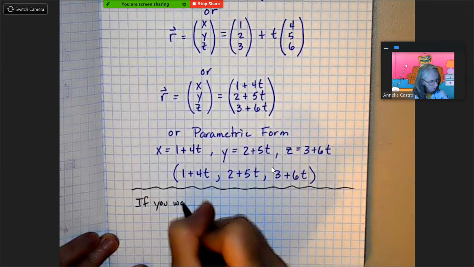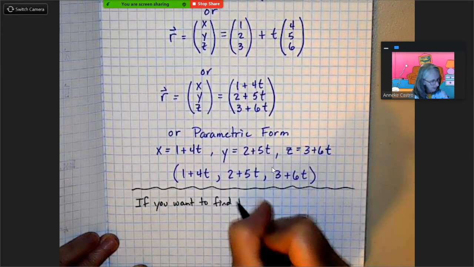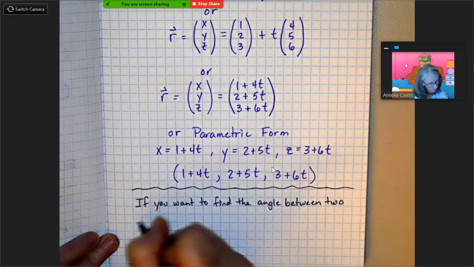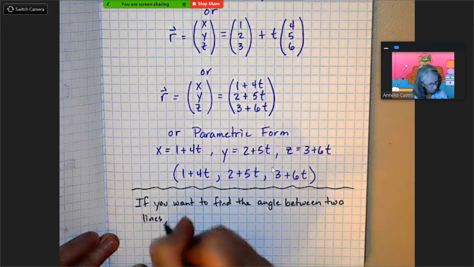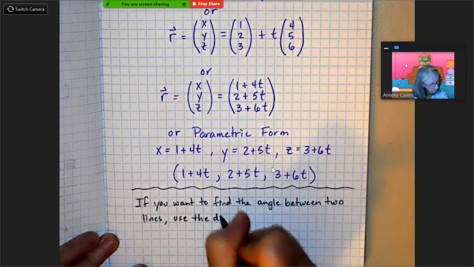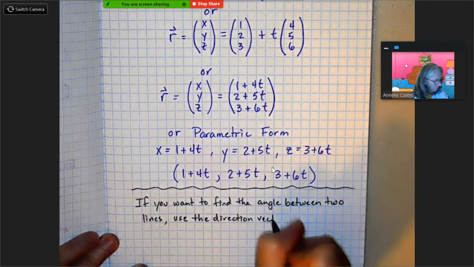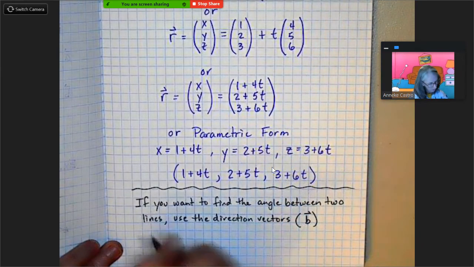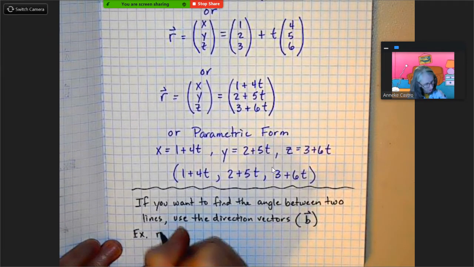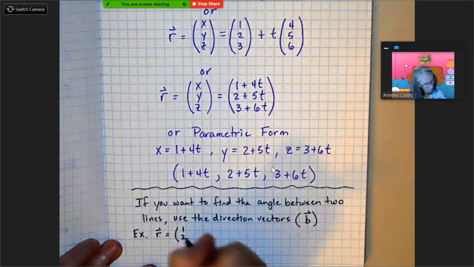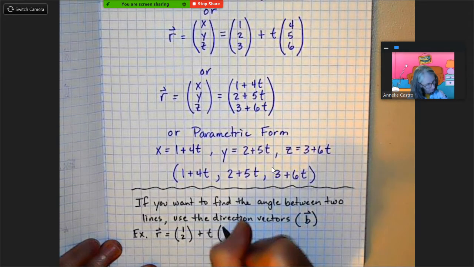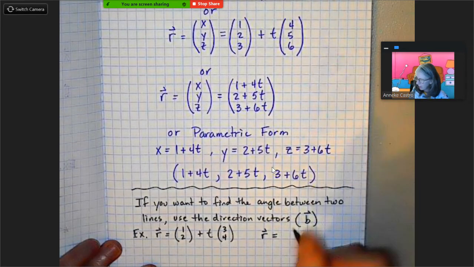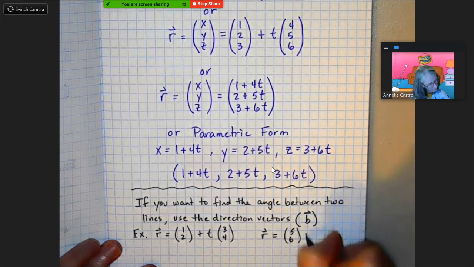If you want to find the angle between two lines, use the direction vectors. Okay, so that's the B part, the B vector, okay? So, for example, if I have R is equal to 1, 2, plus T, 3, 4, and I have another R, another vector equation, which is 5, 6, plus T, can you guess what I'm going to write?